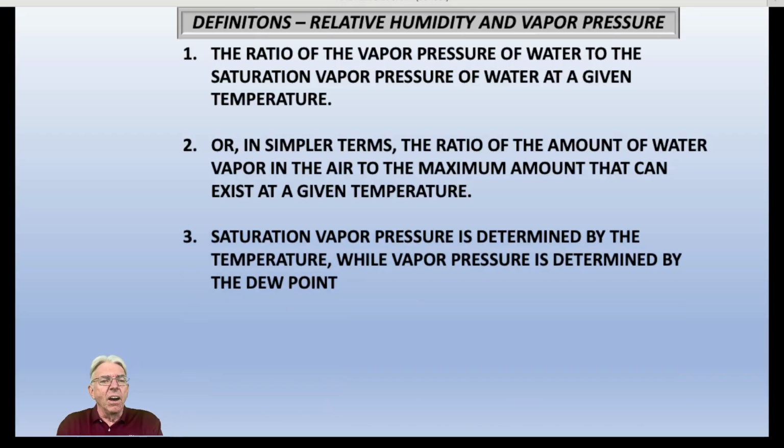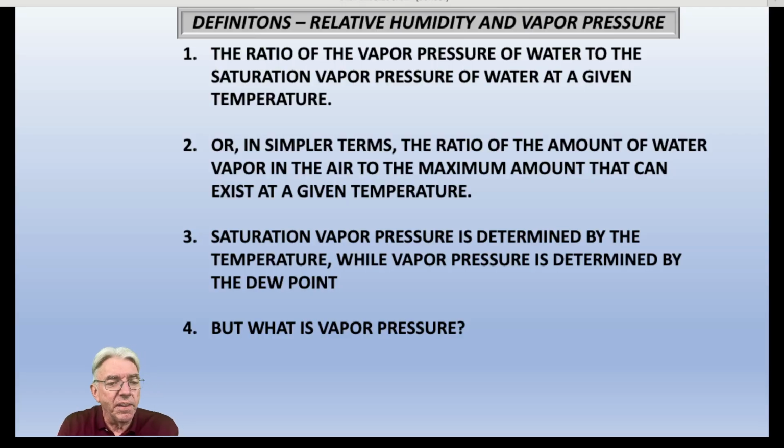Okay. Now, the saturation vapor pressure is determined by the temperature. The temperature basically makes the rules in terms of how much water vapor can exist in the atmosphere at that particular temperature, okay? So that's sort of like the benchmark, the high end. And then the vapor pressure itself is determined by the dew point, which is the absolute amount of water vapor that is actually in the air, okay? So the saturation vapor pressure is the maximum amount, the vapor pressure is the actual amount. And if the two are the same, then the air is saturated.